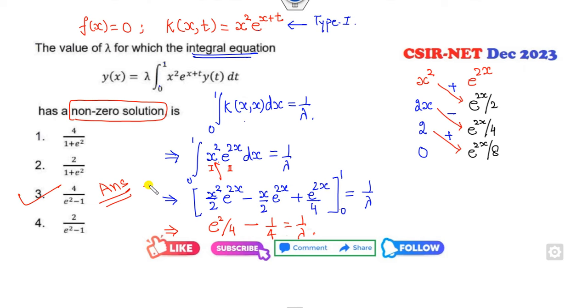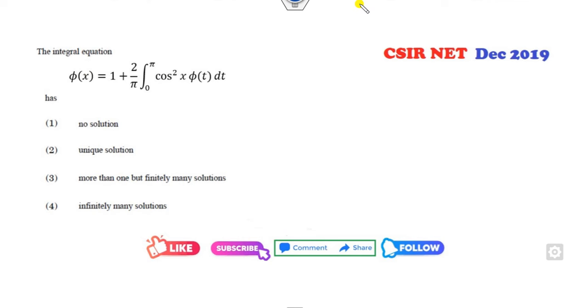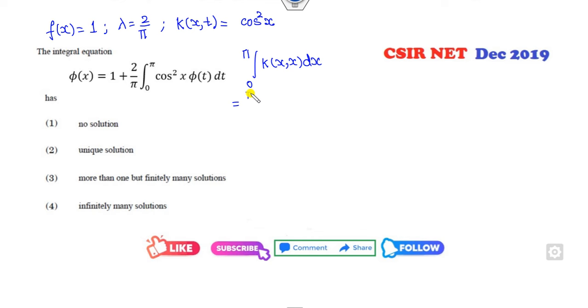The integral equation has a unique solution, no solution, and here. Again, firstly write what f(x) is: 1. Lambda is 2 over pi. Kernel K(x, t) is cos square x. Now start from here: integral from a to b of K(x, x). So what is the answer of this? K(x, x) is cos square x.